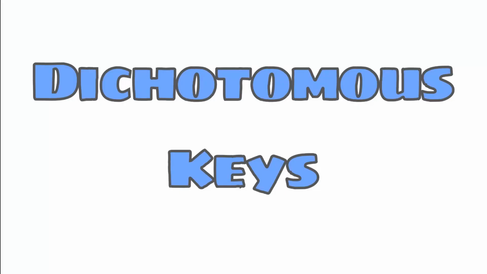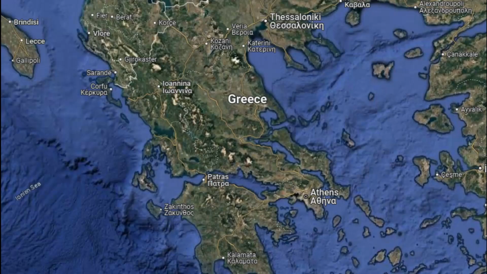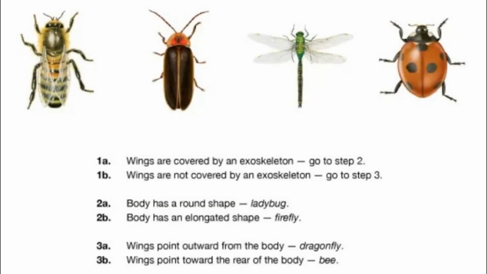A dichotomous key is a tool used to identify organisms by following a series of choices that lead step by step towards the correct identification. The word dichotomous comes from Greek, meaning divided into two parts. This reflects how the key works. It offers two contrasting choices at each step. For example, has wings versus doesn't have wings.